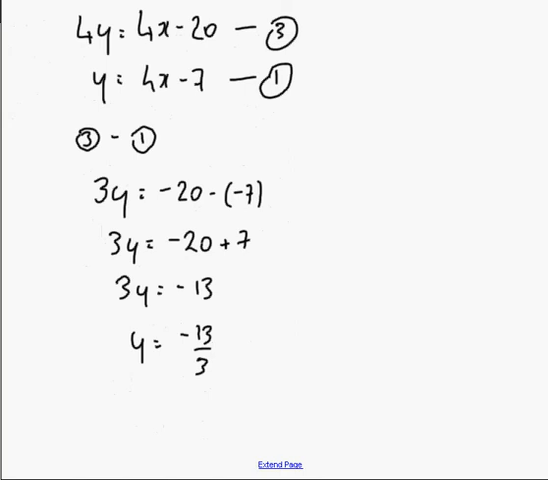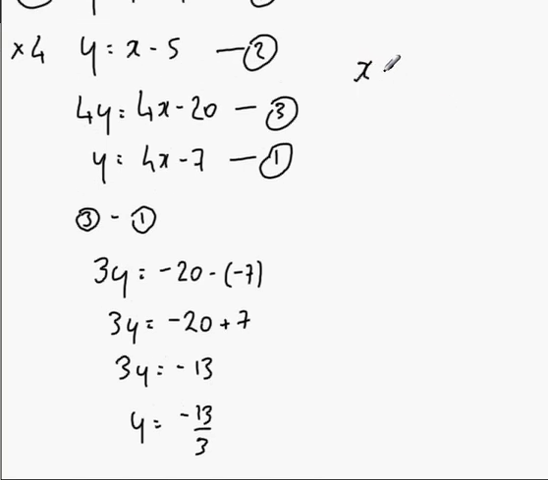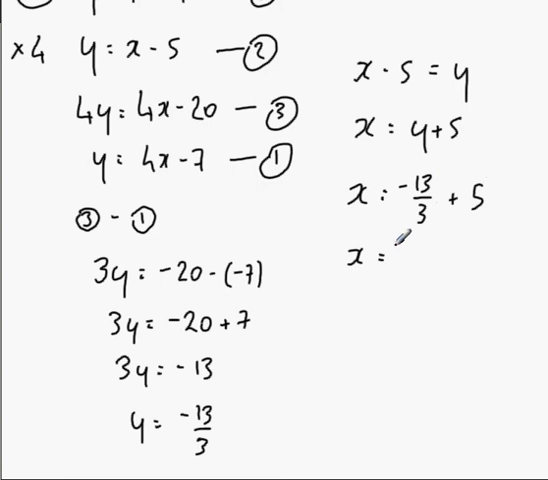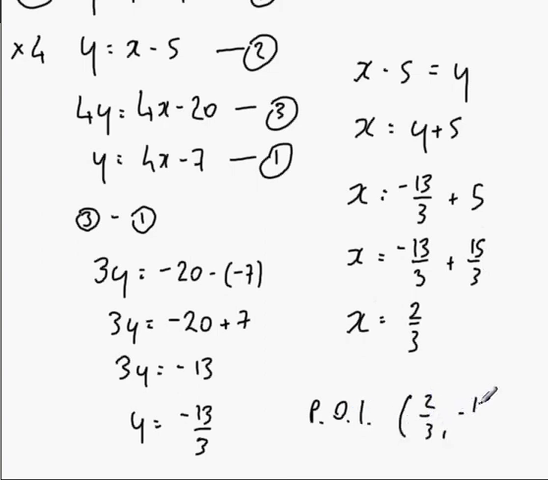We know that y is equal to x minus 5, and if we turn that around, x minus 5 is equal to y, and x is equal to y plus 5. Y is minus 13 over 3, and we're adding on 5. If we get the same denominator, that's minus 13 over 3 plus 15 over 3, and the x coordinate is 2 over 3. Remember to put down the point of intersection in brackets, and it's (2/3, minus 13 over 3). And that's the solution for question 7.